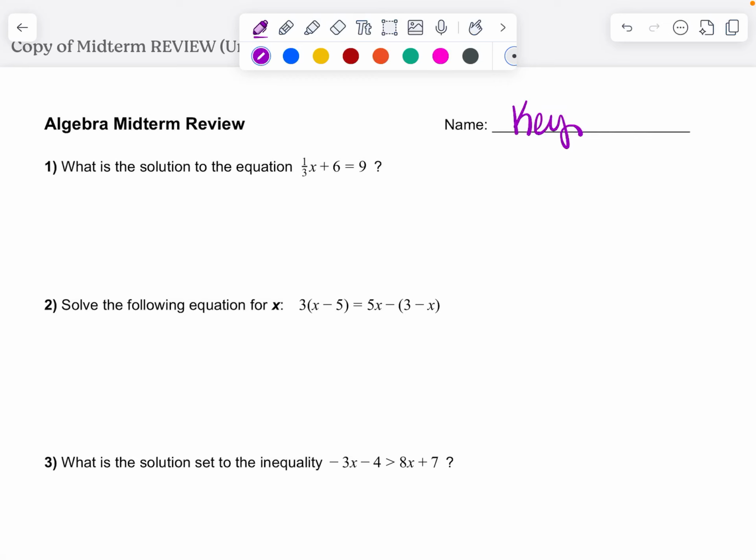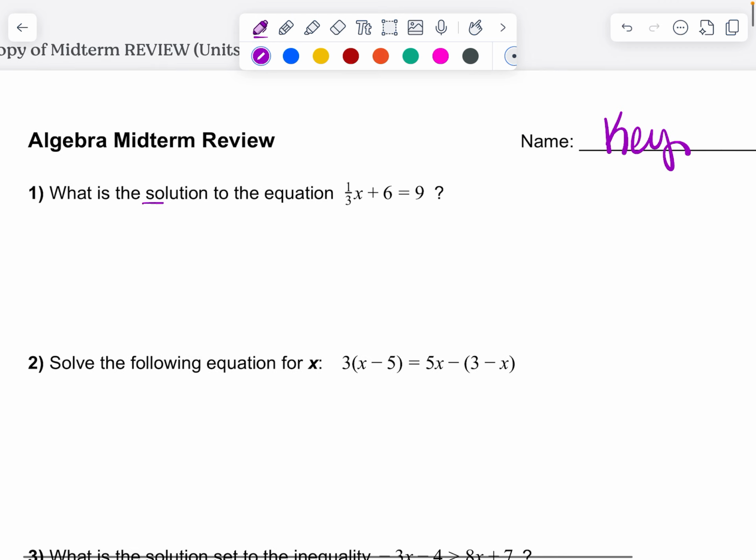All right, so I'm just going to quickly run through how to answer these questions. So here we go. We're just going to get rolling. So number one says, what is the solution to this equation? So of course, solution means to solve for x, right? So we're trying to get x by itself.